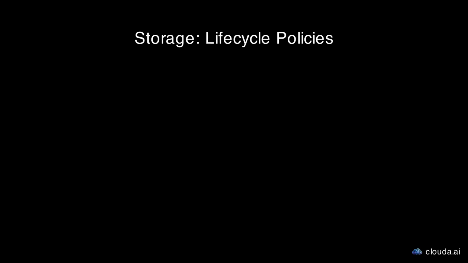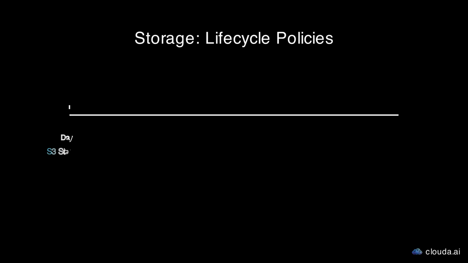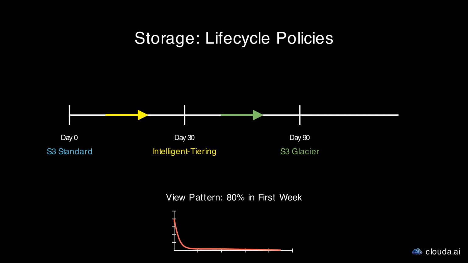Now let's look at lifecycle policies, the automation that makes this tiering work. When a video is uploaded, it starts in S3 standard for instant access. After 30 days, if view counts drop, it automatically transitions to S3 intelligent tiering, which monitors access patterns and moves data between tiers. After 90 days, videos with minimal views move to Glacier.